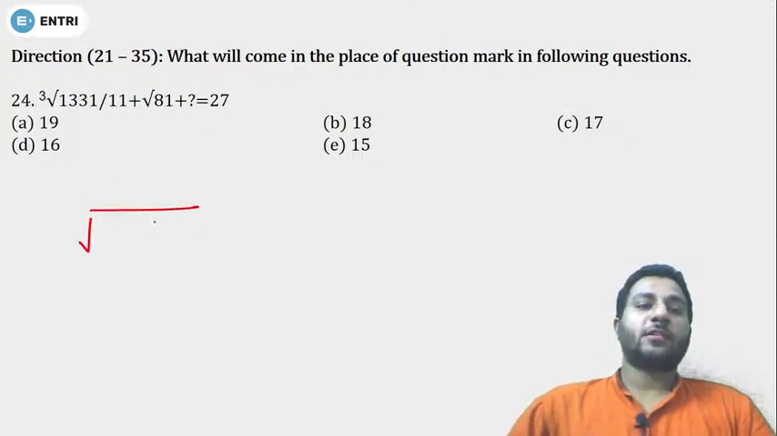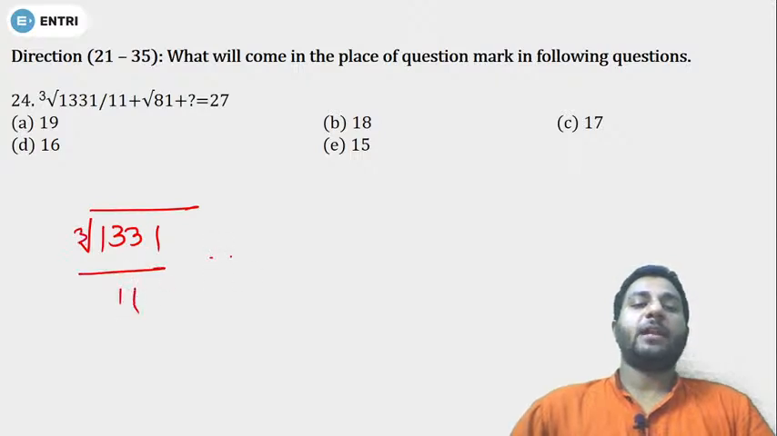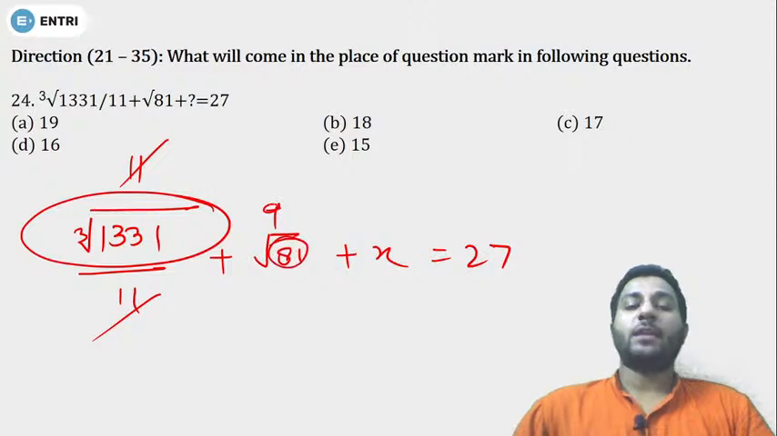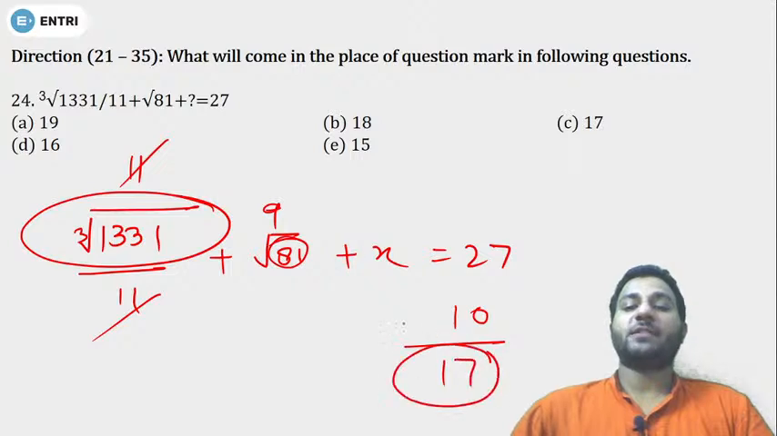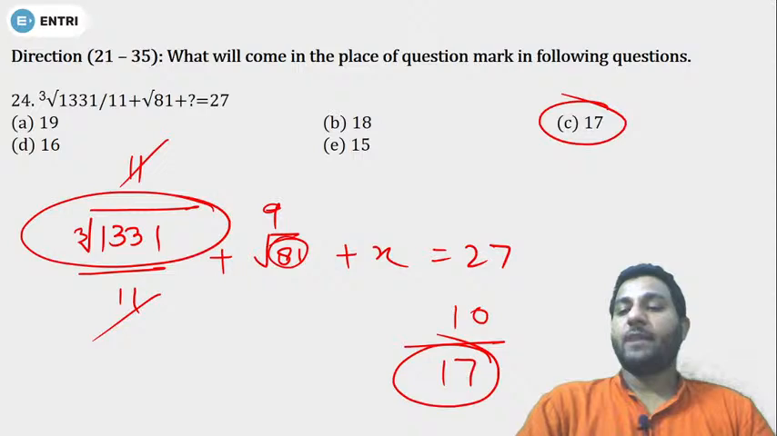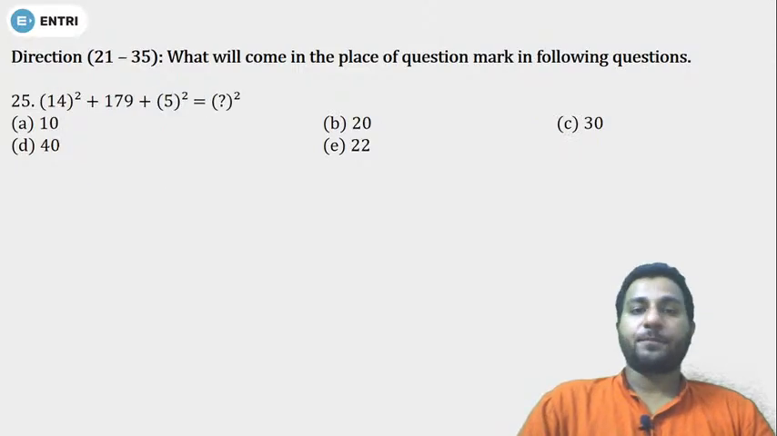Look at this. Cube root of 1331 divided by 11 plus square root of 81 plus x is equal to 27. So look at this. The value of cube root of 1331 is 11. So 11 will be eliminated. And here the value of square root of 81 is 9. 9 plus 1, 10. 10 subtracted from 27 makes it 17. Very quick and efficient way to solve the question.